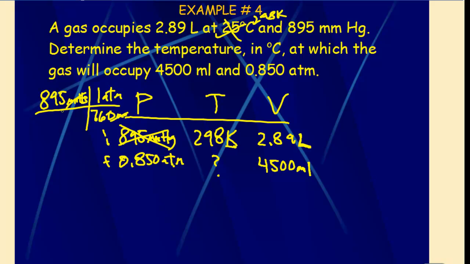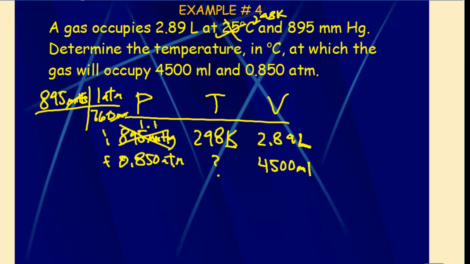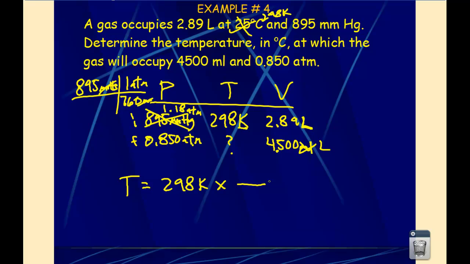So we have 895 divided by 760, and we get 1.18. So this is 1.18 atmospheres. Same deal over here, 1, 2, 3 to the left, and make it liters. That's the easy way to do that one. So milliliters to liters, 3 to the left, or divide by 1,000. All right, so now temperature equals 298 K times our two fractions.